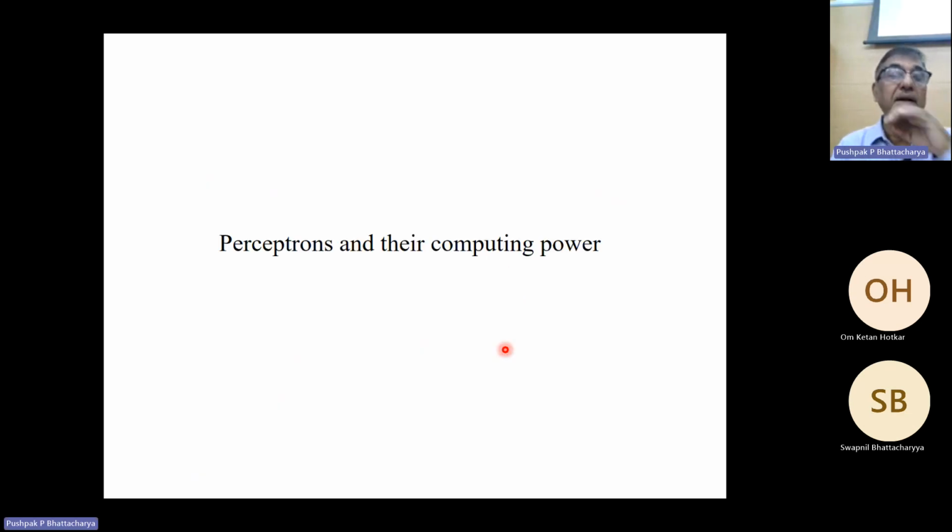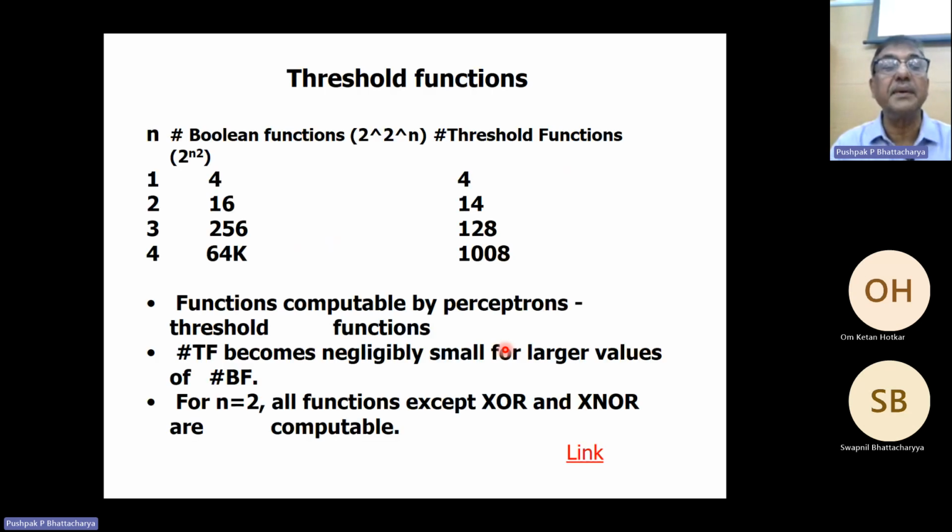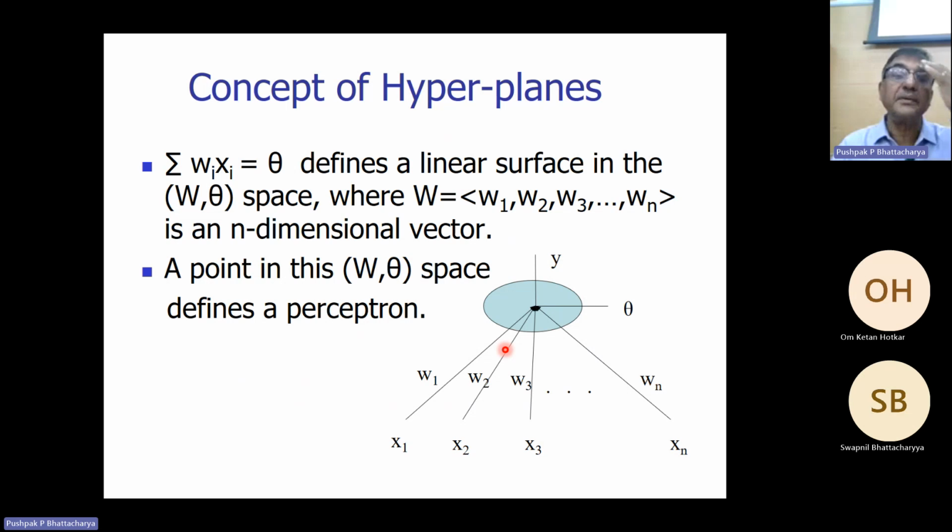So to do that, we would like to discuss this point of perceptrons and their computing power. This is a conceptual discussion, and let us see how to go about this. What decides the computing power? So we have seen this table here. For 4 inputs, the total number of Boolean functions possible is about 64,000. Out of that, only 1,008 are computable by a perceptron. So now, to understand this, we have to first get hold of another concept, the concept of hyperplanes.